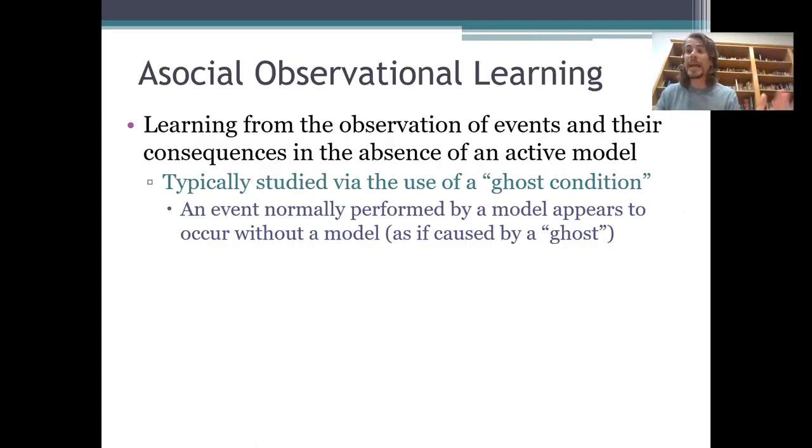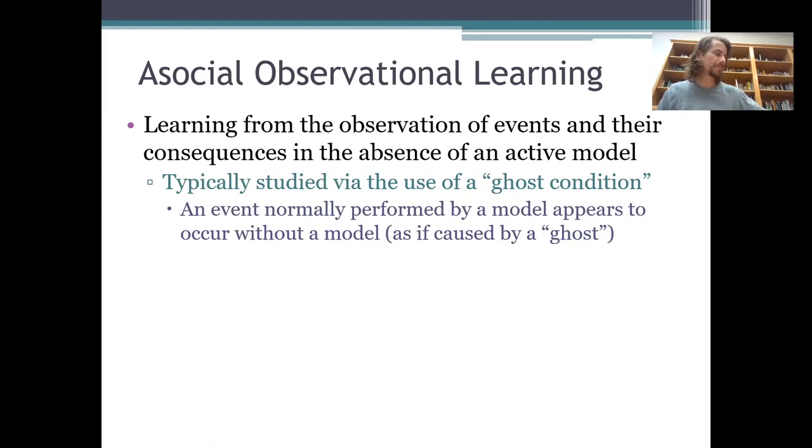So, guys, in asocial observational learning, we still learn from observing an event and its consequences. The difference is there's no model involved, right? That's what makes it asocial. And guys, the way this type of observational learning is usually studied in the lab is by using what researchers call a ghost condition, which is where an event that might ordinarily occur due to the actions of a model occurs anyway, even though there's no model present. Okay, so it's called the ghost condition because it sort of looks like no person caused this event to occur. It sort of looks like it occurred due to the actions of a ghost.